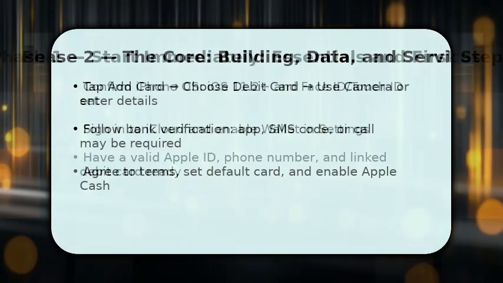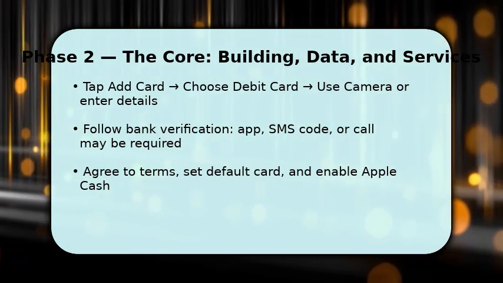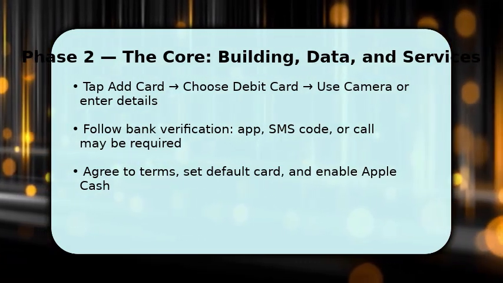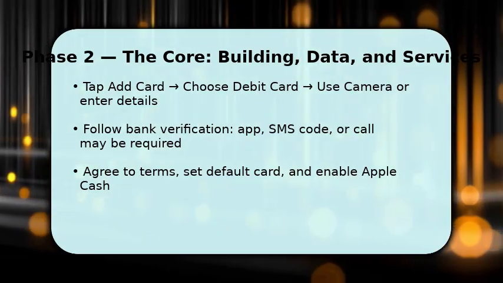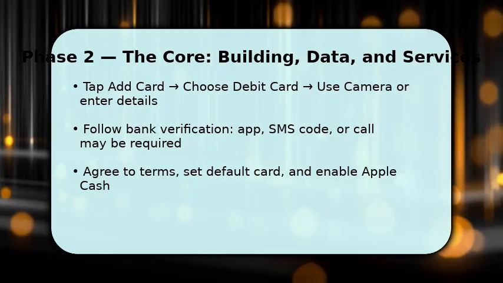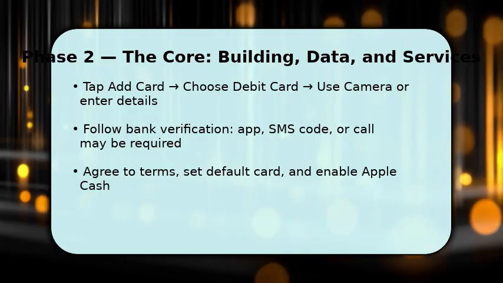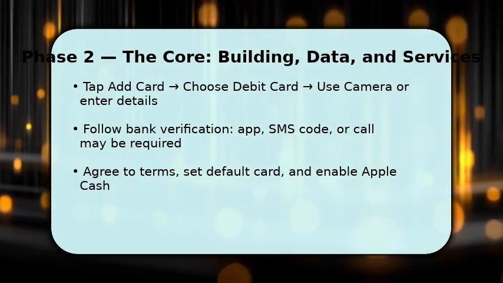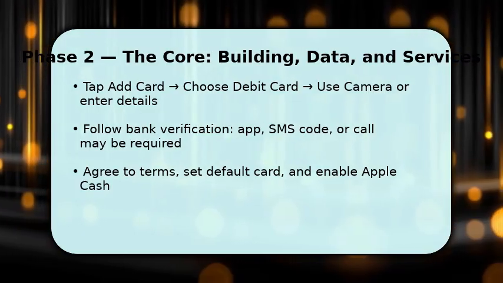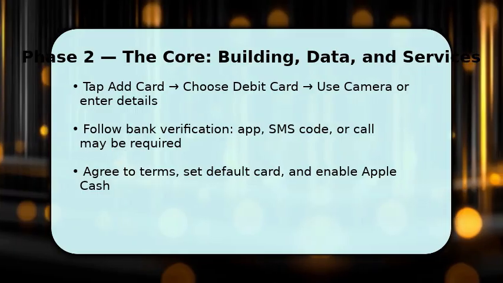quickly. Next, add and verify a debit card so Apple Cash can send and receive funds. In Wallet, tap Add Card, choose Debit Card, then scan or type the card details. Your bank will verify, sometimes via its app, an SMS code, or a brief phone call, so be ready to approve. After verification, accept the Apple Cash terms and set the card as default if you want. This links real funds and prevents declined transfers during use.